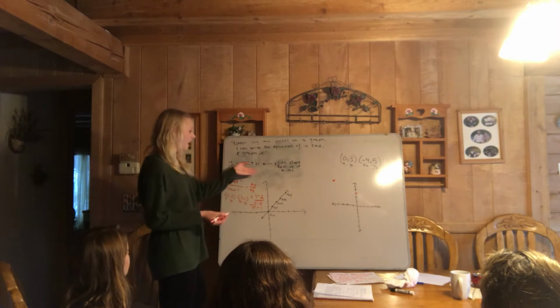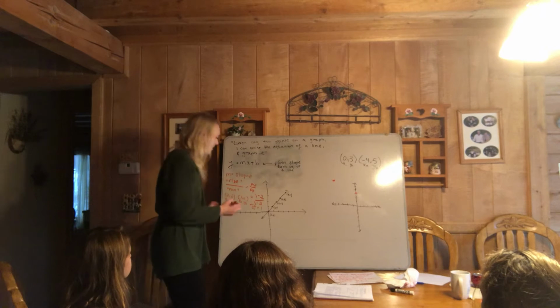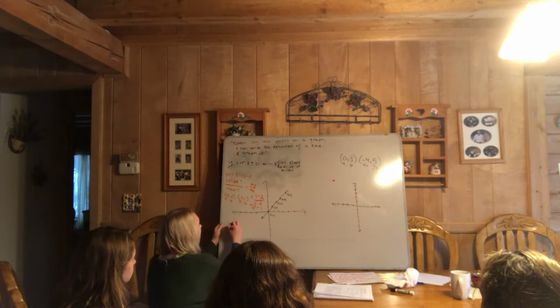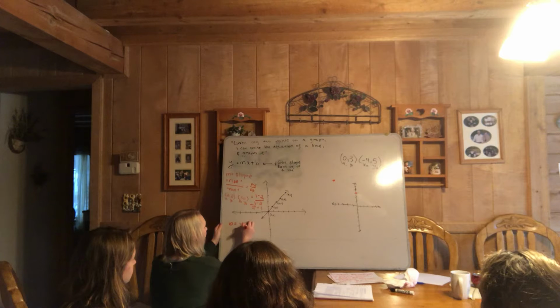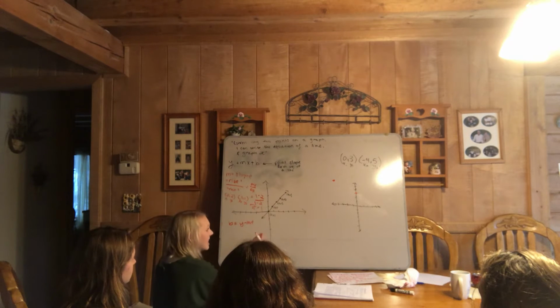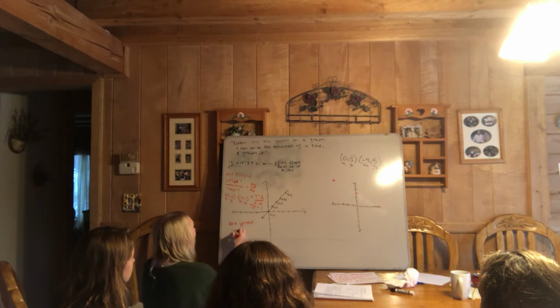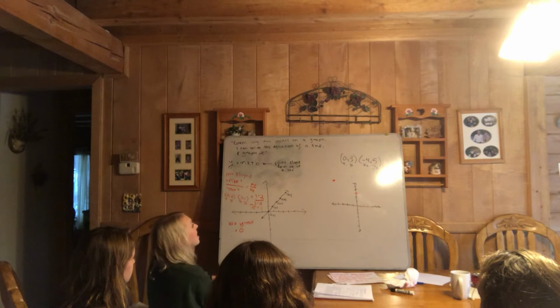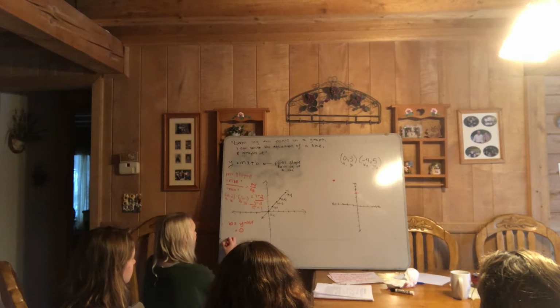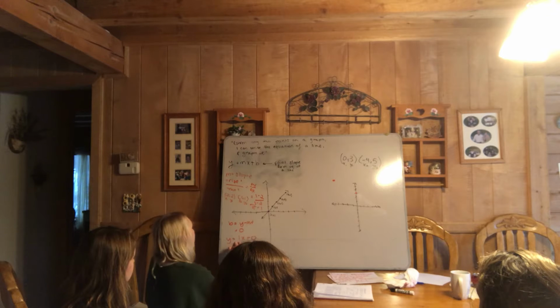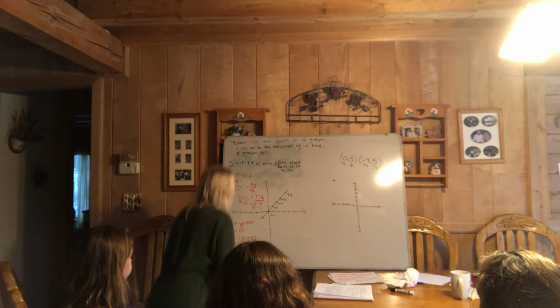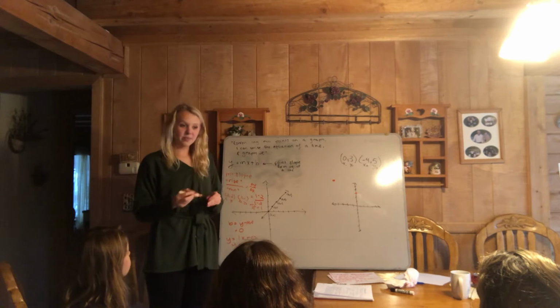Then our b is our y-intercept. So that is where the line crosses the y-axis. As you can see, this line crosses the y-axis at (0, 0), meaning our b is 0. So the equation of this line is going to be y equals 1x plus 0, which we can then simplify to y equals x. Does anybody have any questions?